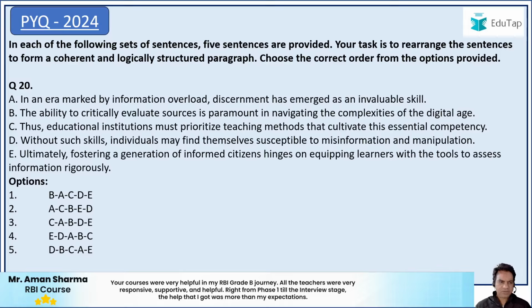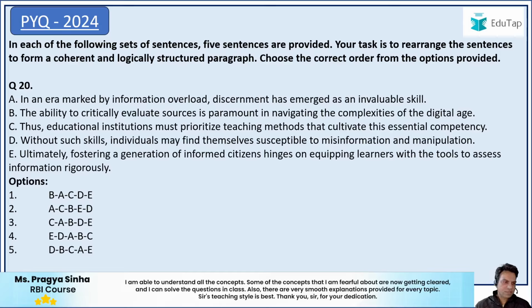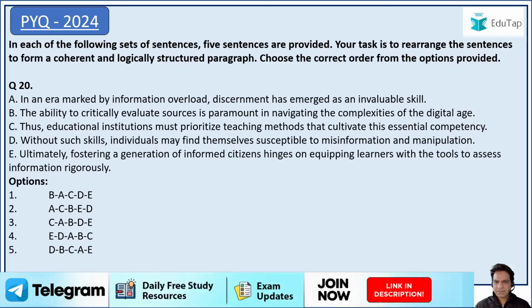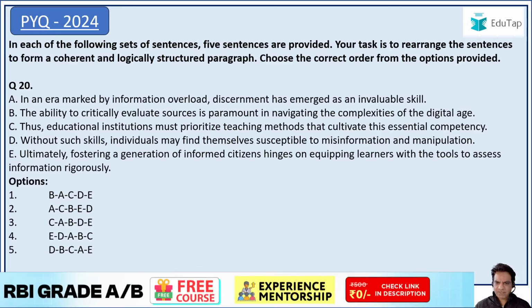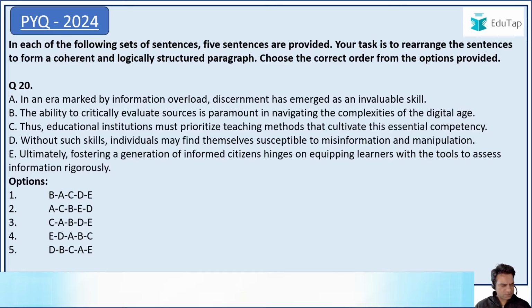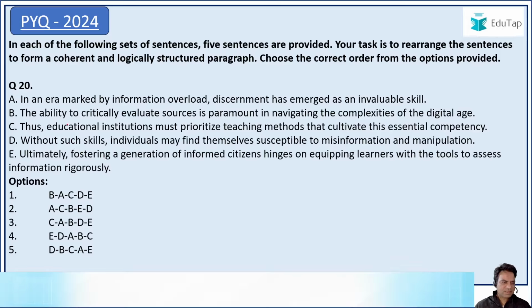Again, same, you have to do it. Let's try to find out the first sentence first. In an era marked by information overload, discernment has emerged as an invaluable skill. Okay, the ability to critically evaluate sources is paramount in navigating the complexities of digital age. Thus this cannot be sentence number 1. Without such skills, no, ultimately no. So I think it can be only A or B.